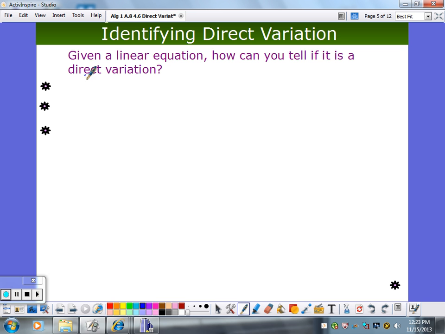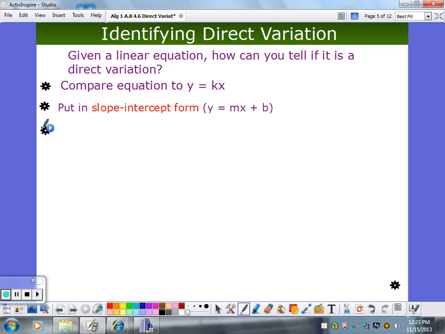How can you tell if something is a direct variation? So you're going to compare to y equals kx. Anything you get, put it in slope-intercept form, y equals mx plus b. And as long as my b is what? 0. It's a direct variation. So we can look at some examples here.